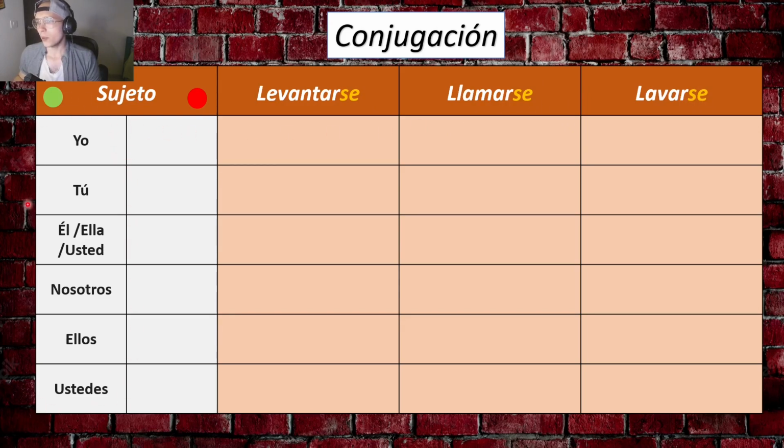So, when the subject is yo, we say yo me. Tú te. Él se. Careful. Ella se. Usted se. Nosotros nos. Ellos se. Y ustedes se. So this is the first step with these verbs.